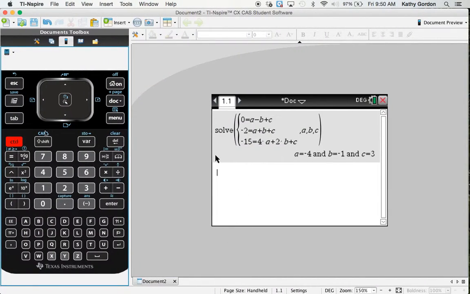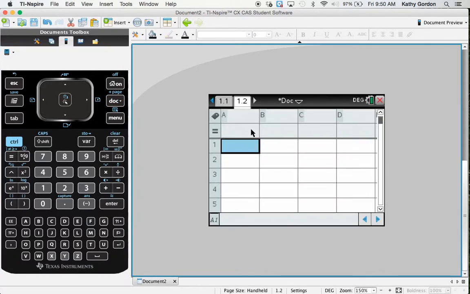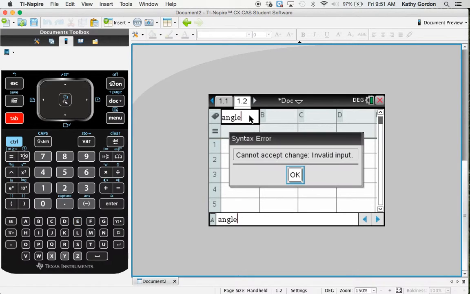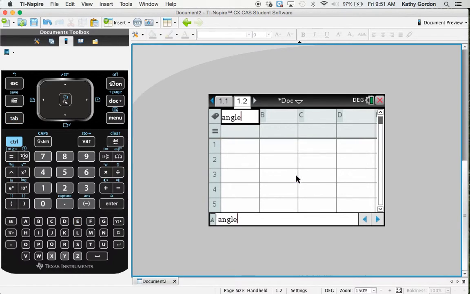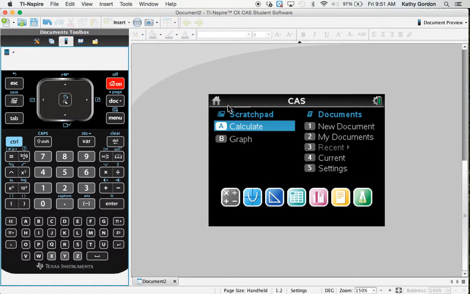So you need to have a new page, and you need to choose lists and spreadsheets, because that's where you input data. And in your lists and spreadsheets, we are going to put in angle. Go to your home screen. Control, doc. New document. If you're not in Scratchpad, go control doc. If you are in Scratchpad, go to your home screen and do a new document.